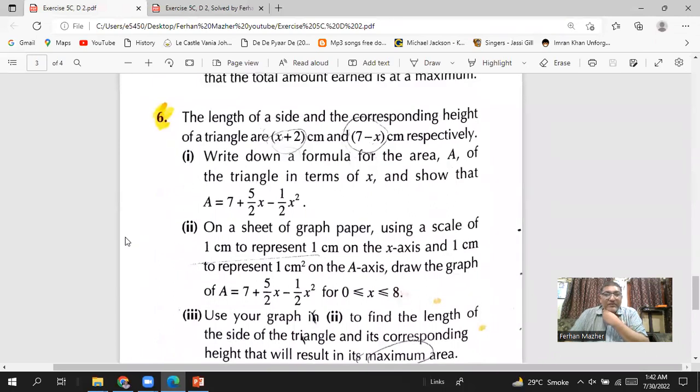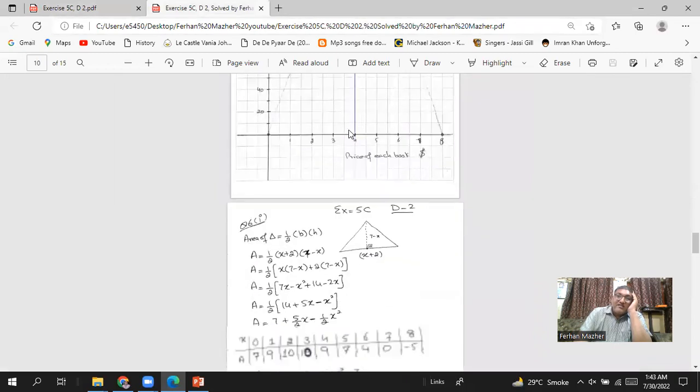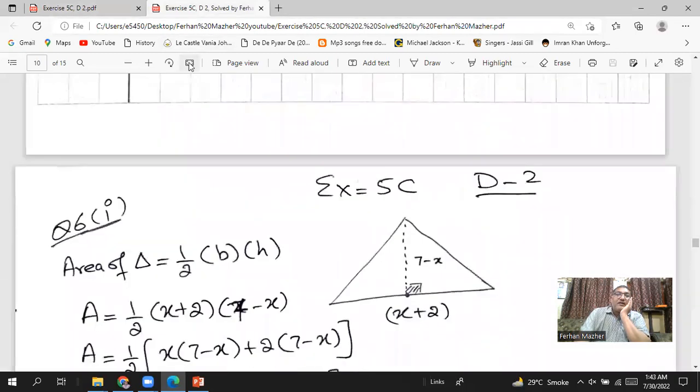The next question is coming up on your screen, question number 6. The length of a side and the corresponding height of a triangle are x plus 2 and 7 minus x centimeters respectively. Write down a formula for the area A of the triangle in terms of x and show that the area will reduce to 7 plus 5 by 2 into x minus 1 by 2 into x squared. So, okay, let me show you how this is done.